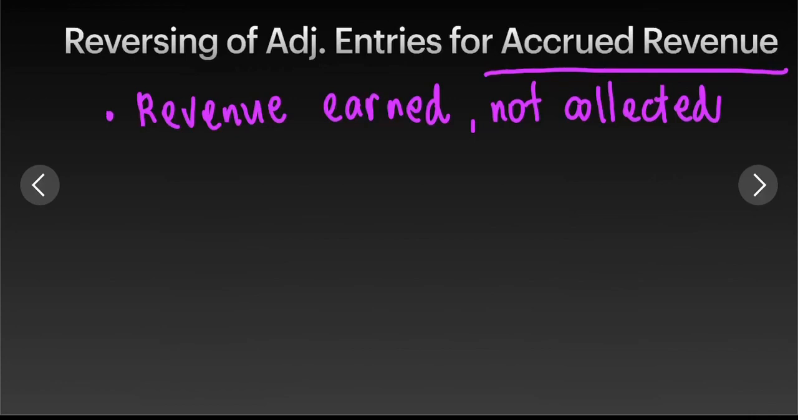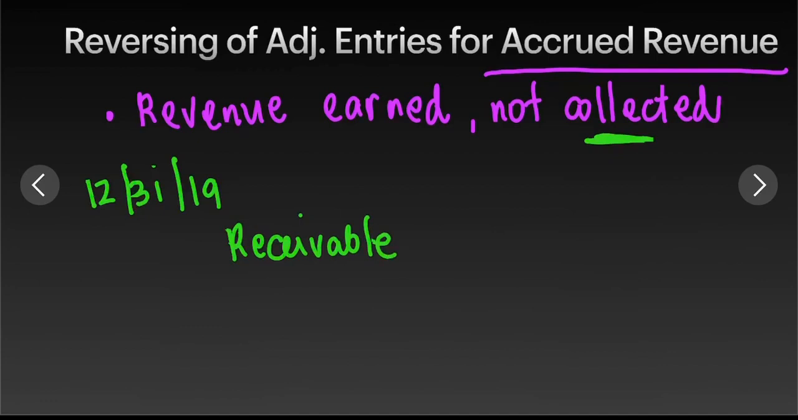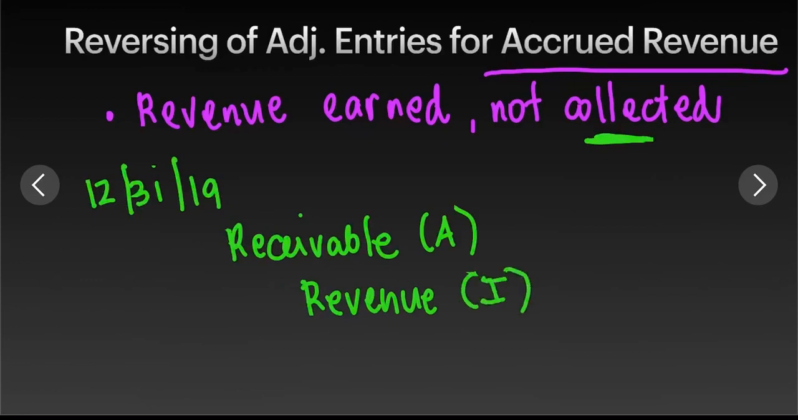And what is the adjusting entry? The adjusting entry, which is usually done at the end of the accounting period, is to debit a certain receivable account, since it is not collected, which is an example of an asset. Since the revenue is already earned, you credit a revenue account, which is an income. So let's have a figure for that. Let us say debit 100 and credit 100.